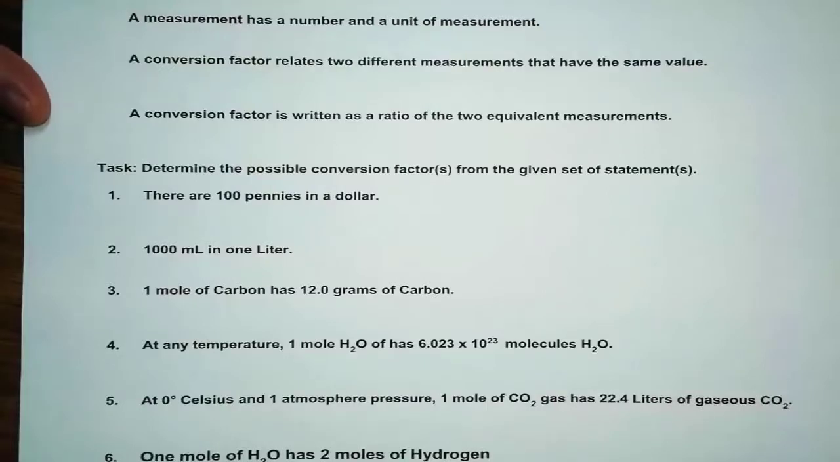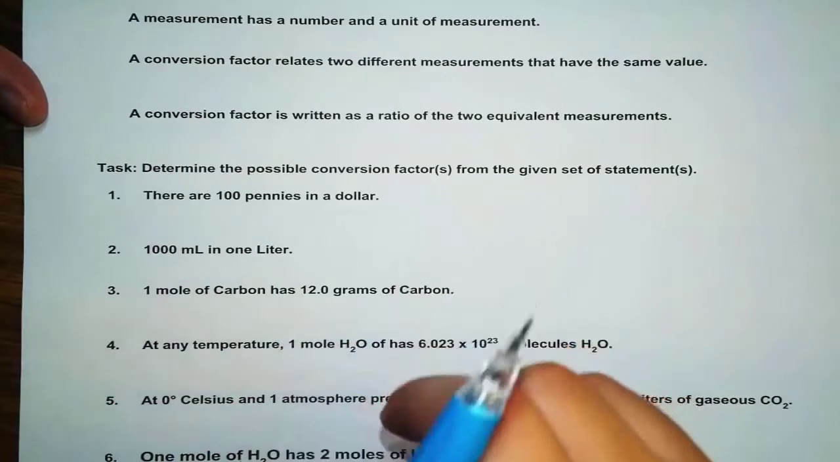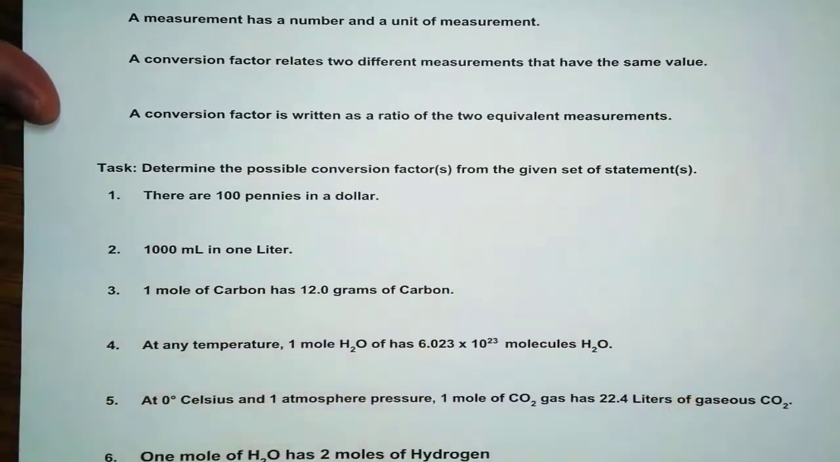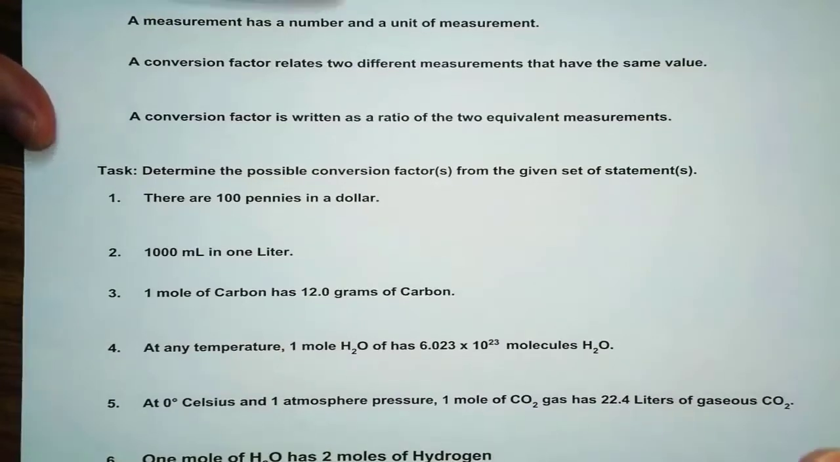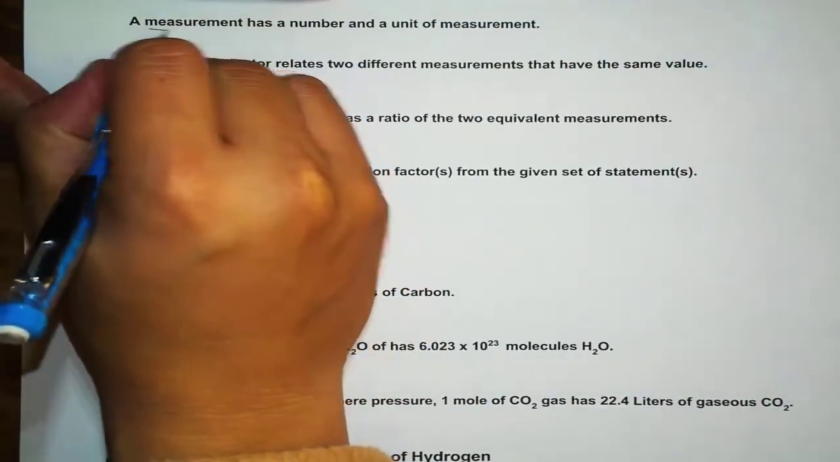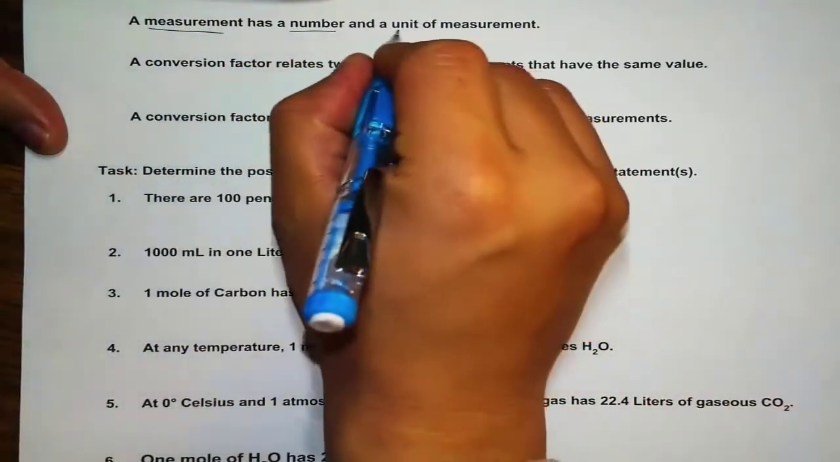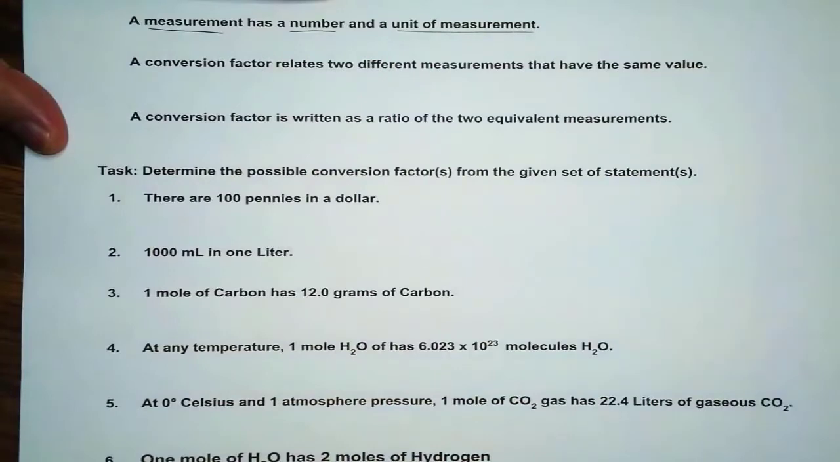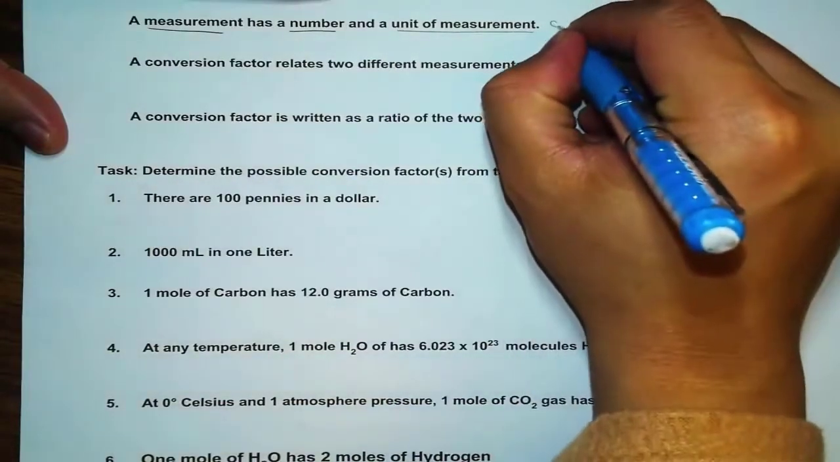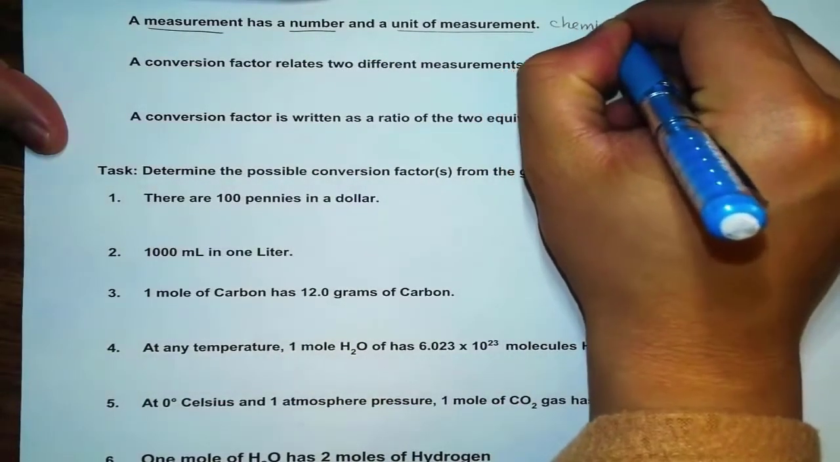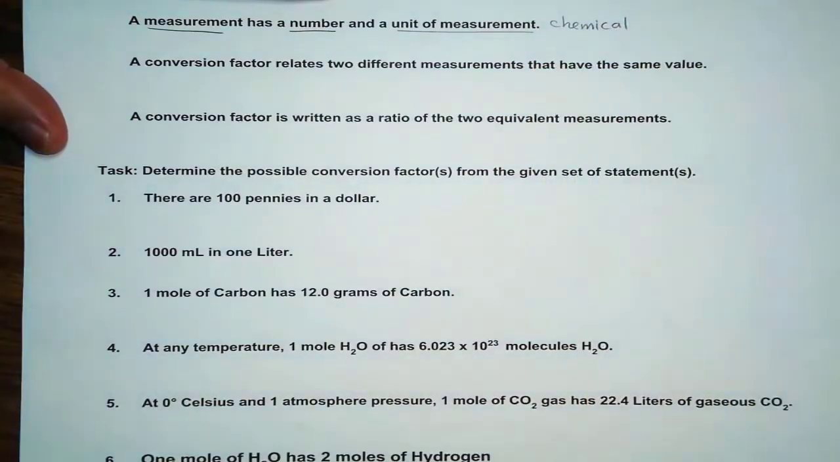In this lesson, we are going to look at how a measurement can relate to another measurement. Now, before we do that, let's look at the definition of a measurement. Just a review, any measurement must have a number and a unit of measurement, and sometimes it would have the chemical, or the substance, that goes along with it.